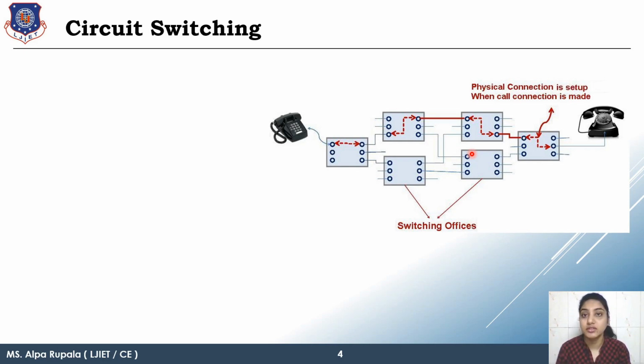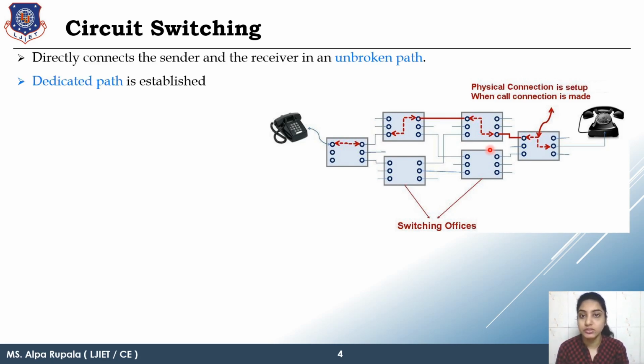But there are disadvantages also. The disadvantage is that no other user can use this dedicated path. Bandwidth requirement is more, and it is less efficient, because no other user is using this particular path. So you need to disconnect this line to make it free for use by another user. So this is a disadvantage also. Another disadvantage is that you cannot use circuit switching for digital data. It is only used for analog data.